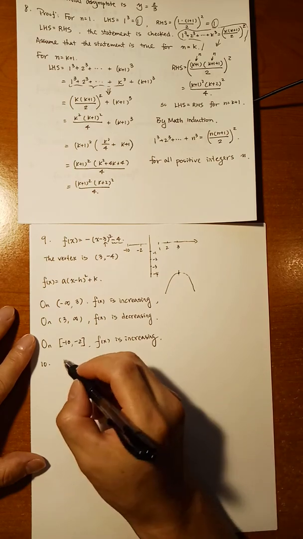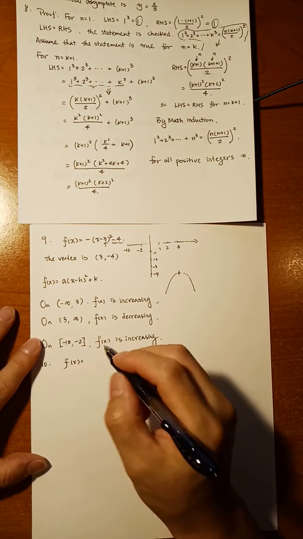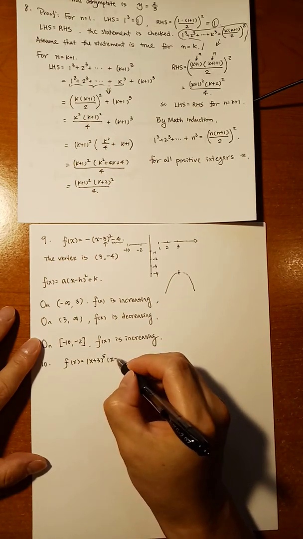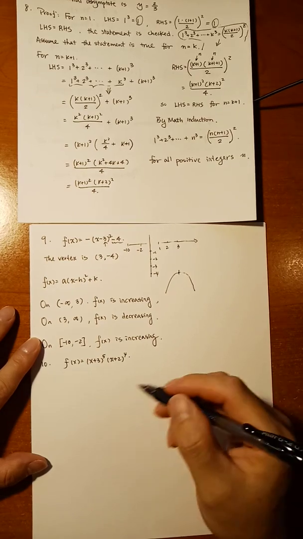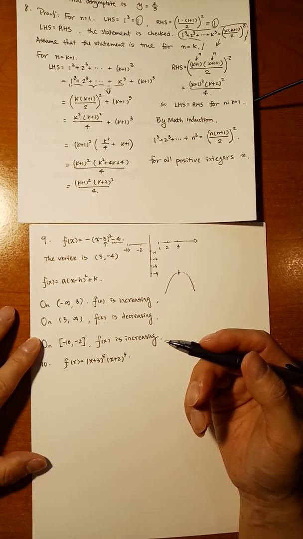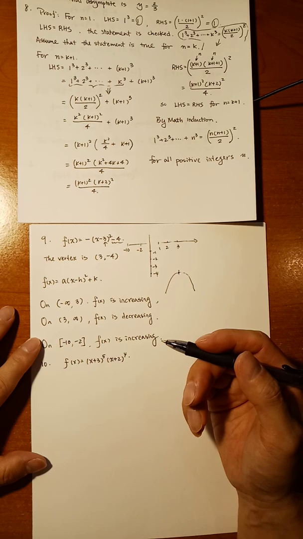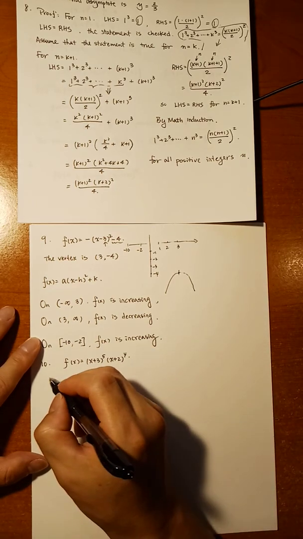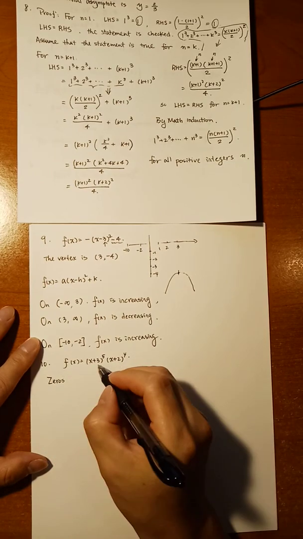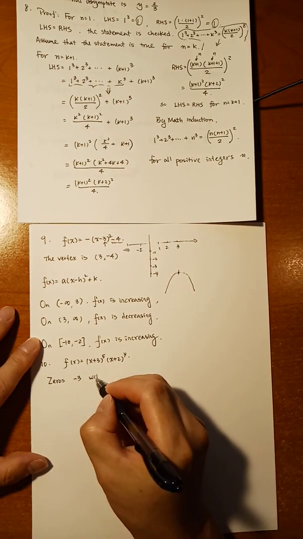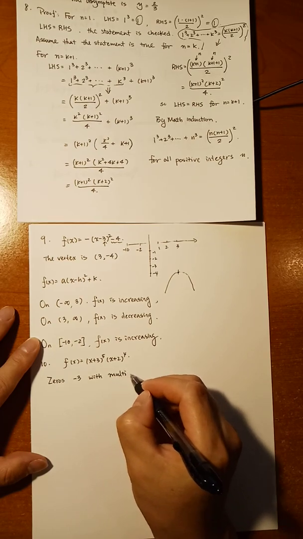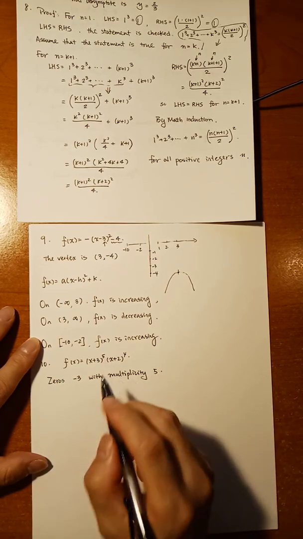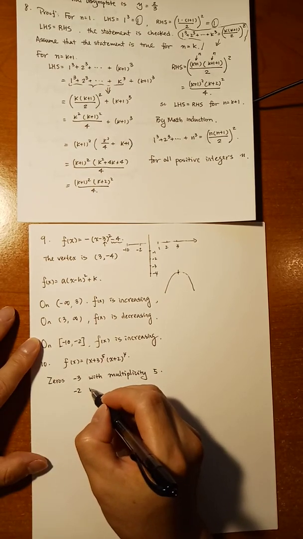Okay, problem 10. Assume we have f(x) equal to (x plus 3) to the fifth power times (x plus 2) to the fourth power. We're going to determine the zeros, multiplicities, and whether the graph crosses or touches the x-axis at the zeros. So for the zeros, here you get negative 3 with multiplicity 5, and negative 2 with multiplicity 4.